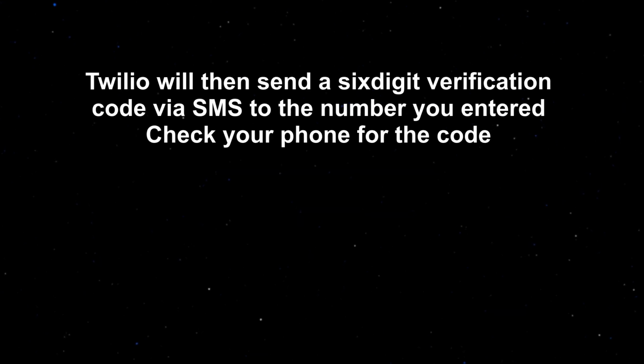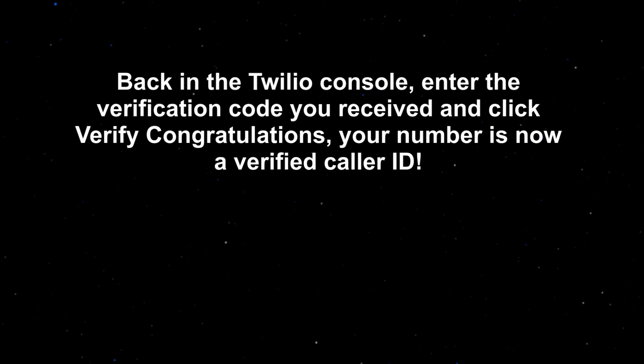Twilio will then send a 6-digit verification code via SMS to the number you entered. Check your phone for the code. Back in the Twilio console, enter the verification code you received and click Verify. Congratulations, your number is now a verified caller ID.